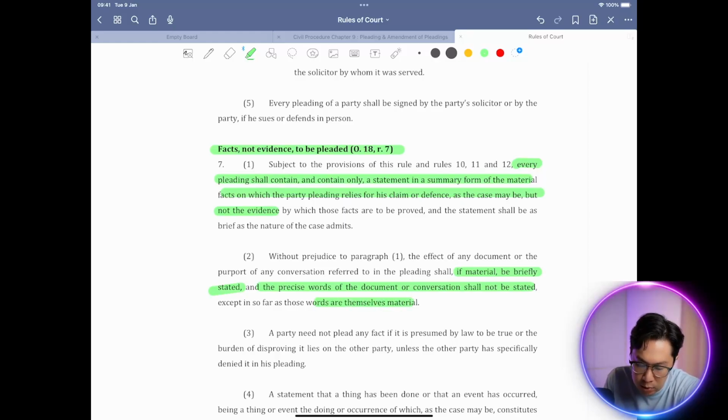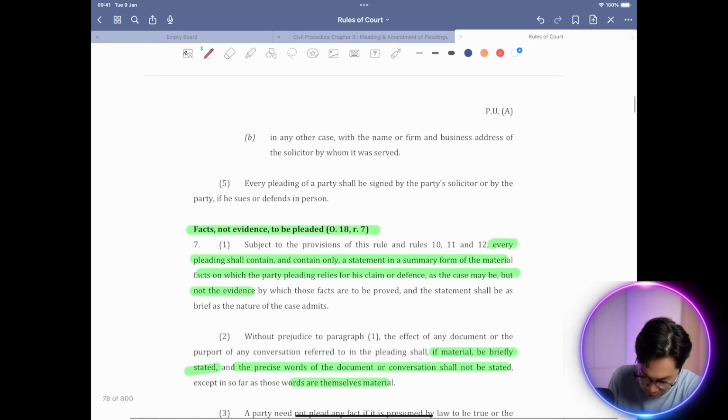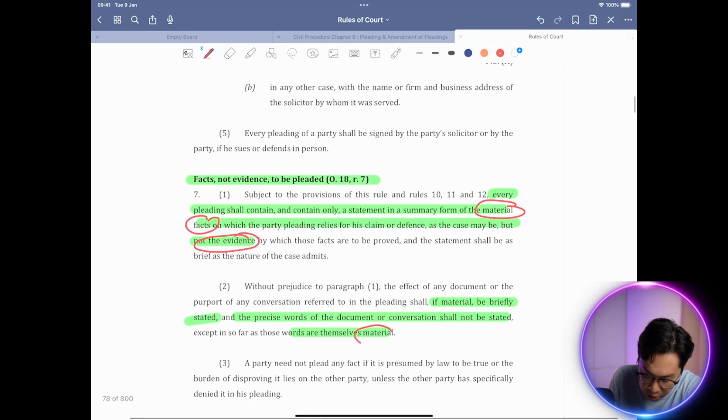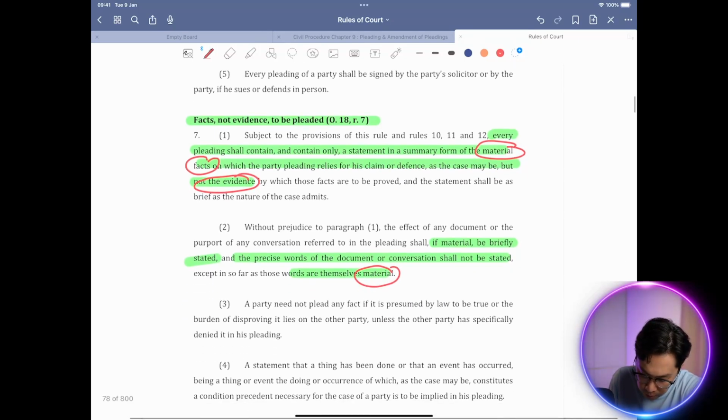If material, it should be briefly stated. The precise words of the document or conversation shall not be stated except insofar as those words are themselves material. So the keyword is here. You see the keywords? Material facts, not evidence. Material.